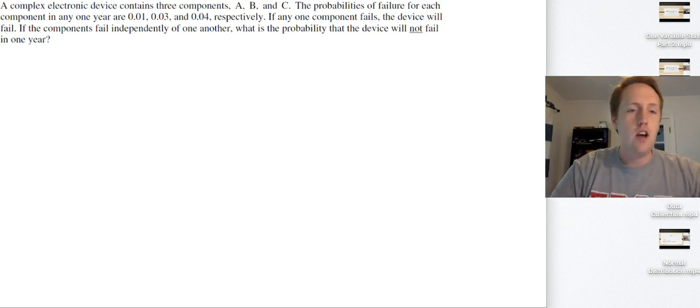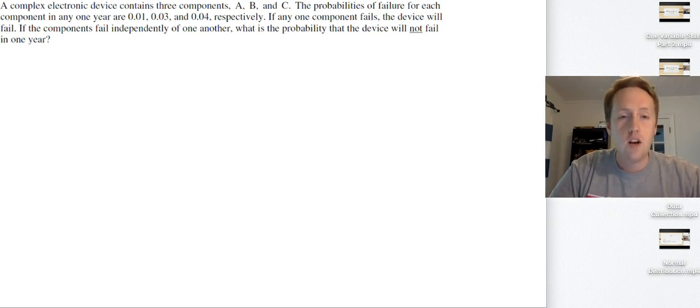A complex electronic device contains 3 components, A, B, and C. The probabilities of failure for each component in any one year are 0.01, 0.03, and 0.04 respectively. If any one component fails, the device will fail. If the components fail independently of one another, what is the probability the device will not fail?